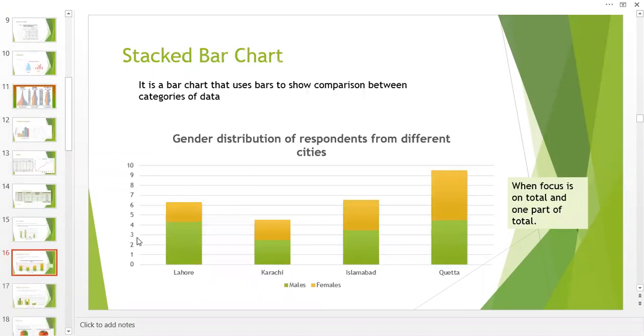Coming to the stacked bar chart, it is a bar chart that is used to show comparison between categories of data. And we use it when we want to focus on the total and one part of total. For example, we want to know the gender distribution of respondents in different cities. In Lahore, the total participants were 6, and we can also know that 4 out of the participants were males.